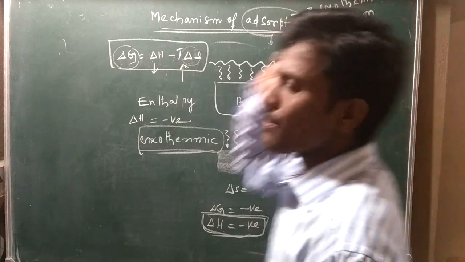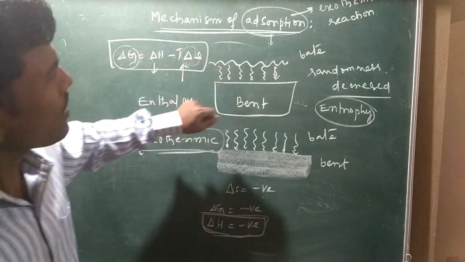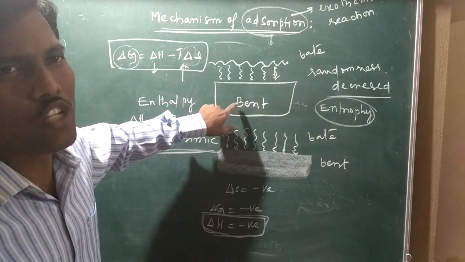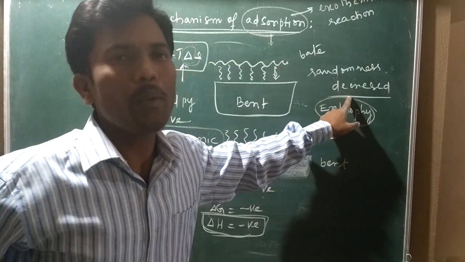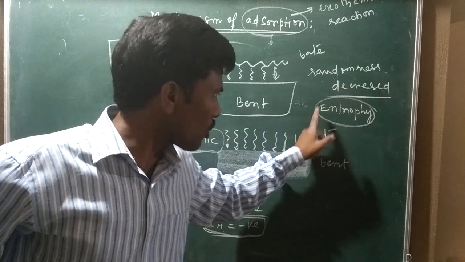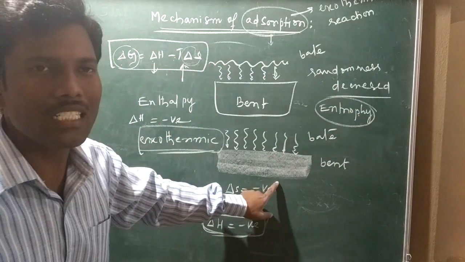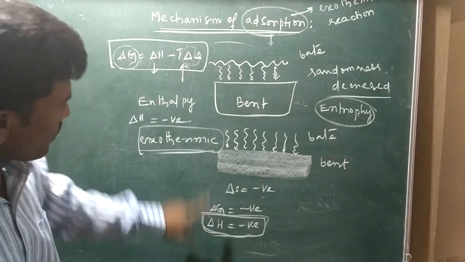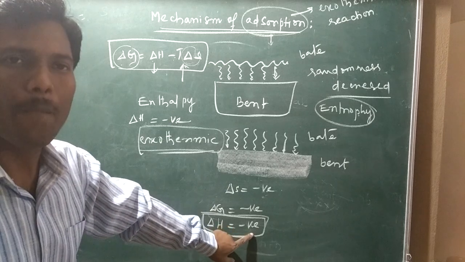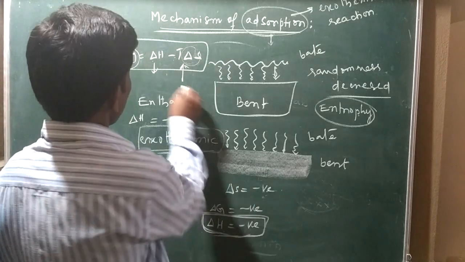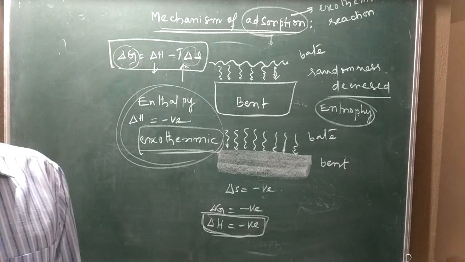So the question: why is adsorption always an exothermic reaction? It is exothermic because when the interaction between adsorbent and adsorbate increases, the randomness of the components decreases. When randomness decreases, entropy decreases, meaning delta S is negative. When delta S is negative, delta G is also negative. When delta G is negative, delta H is also negative. Based on that condition, adsorption is always an exothermic reaction. Okay, right.